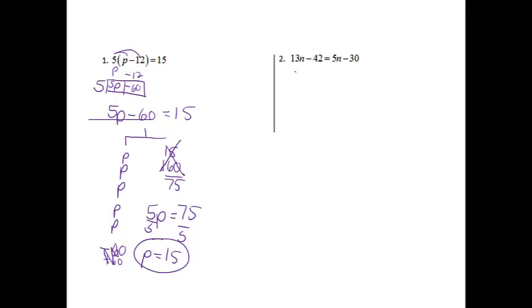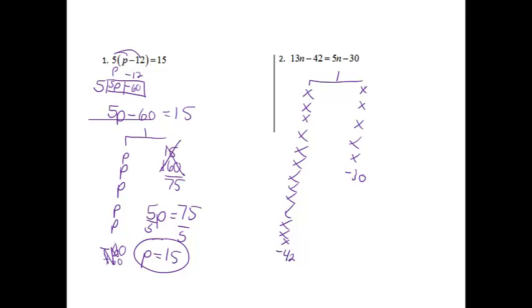Okay, on number 2, we have 13n minus 42 is equal to 5n minus 30. And again, I'm going to go ahead and do a mobile balance for this one, especially with this one. You're likely to have some sign mistakes, so that will get rid of any sign mistakes I might have. So I have 13n's, and then I have minus 42. And then on the right side, I have 5n's, and I have minus 30.